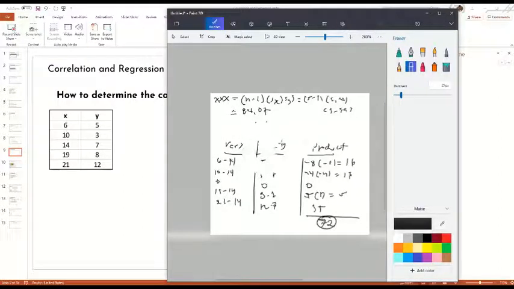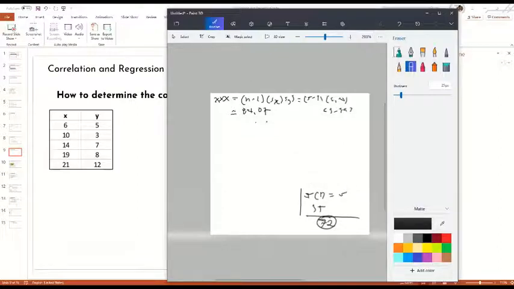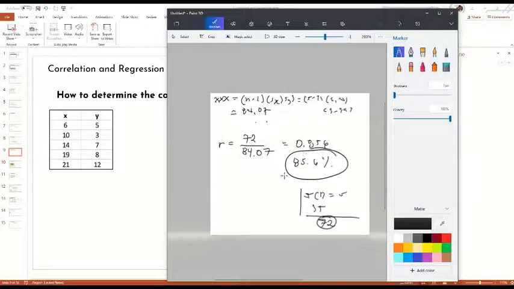Okay, now are we done? Not yet. Sorry, this is not yet done. So the correlation between x and y can be solved using the formula correlation r. Okay, small r is equivalent to 72 divided by 84.07, and that is equivalent to 0.856. Okay. So, this means the correlation between x and y is 0.856, or this is basically equivalent to 85.6%. So, they are correlated by 85.6%. So, x and y are correlated 85.6%. So, this is the interpretation of that.